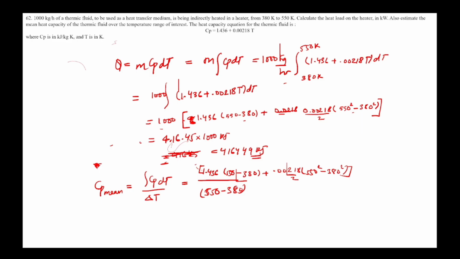So that is 416.45 divided by 550 minus 380, which is 2.45. So 2.45 kilojoule per kg, the mean heat capacity. Okay.